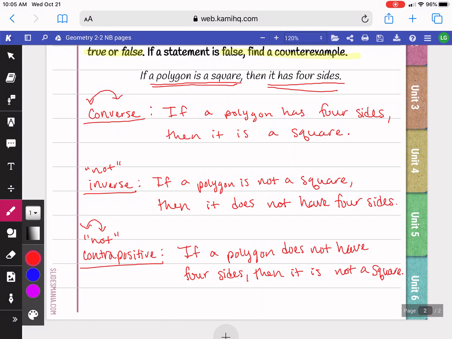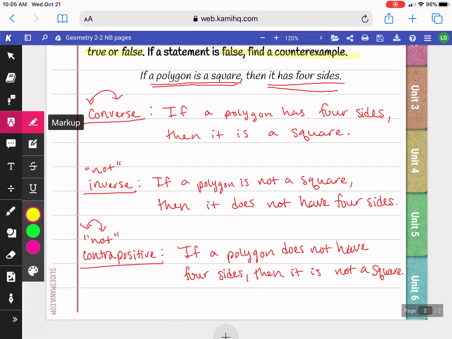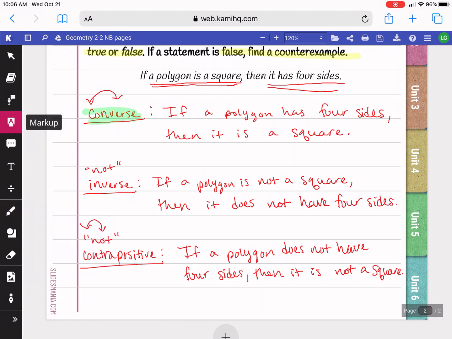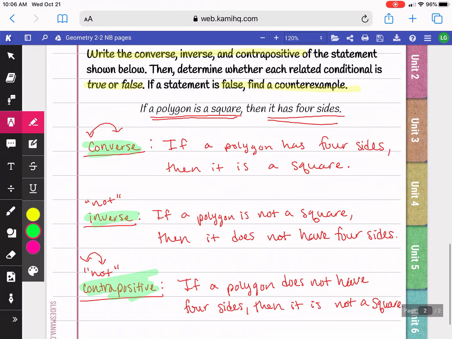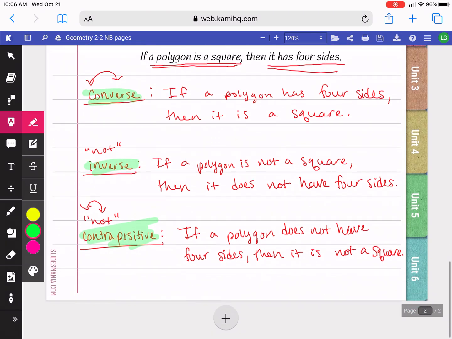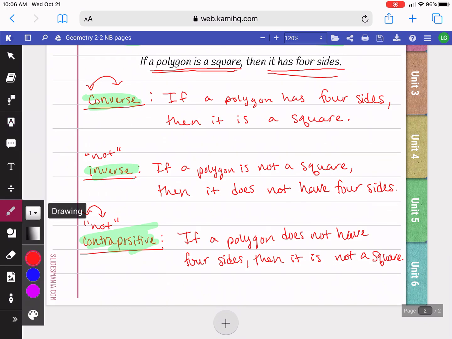So now that we have our three statements written, we have our converse, our inverse, our contrapositive. The question also wanted us to determine whether these are true or false. If they're false, we're going to give a counterexample. So let's look at our converse statement. Our converse statement said if a polygon has four sides, then it is a square. So they just told us it has 4 sides.